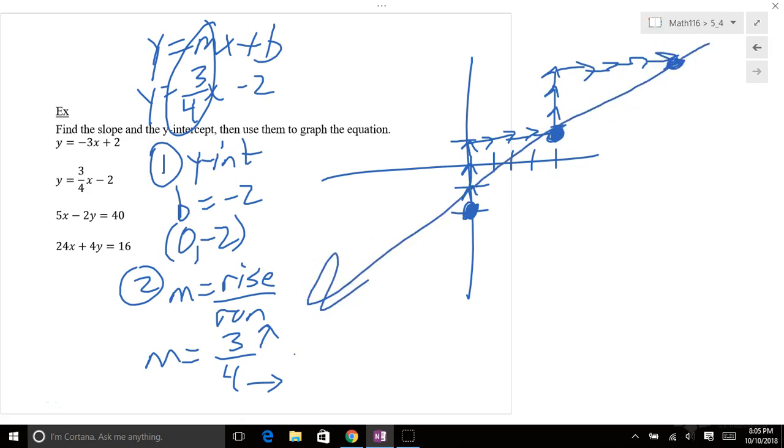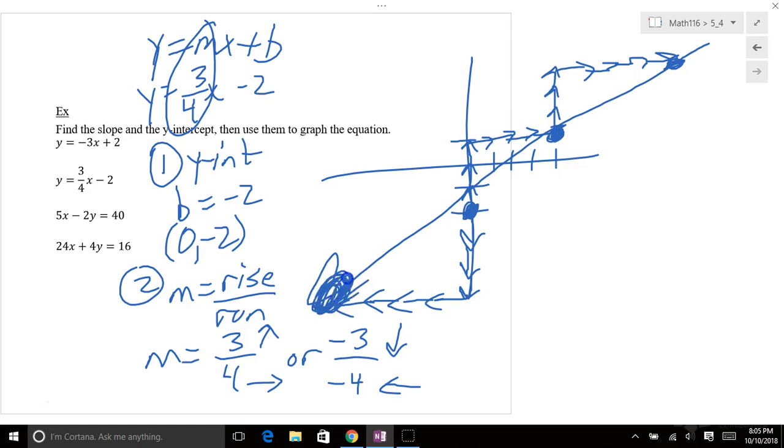And I should make the point here, positive 3 over positive 4 is the exact same thing as negative 3 over negative 4. We could go down and to the left. We could go down 3 and left 4, and we'd still be on the line. You see that? Because negative 3 over negative 4 is still a positive 3/4.